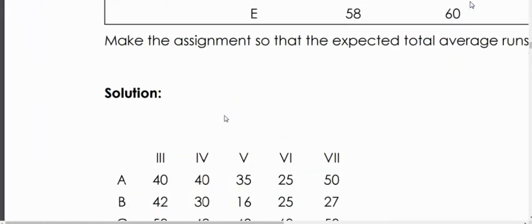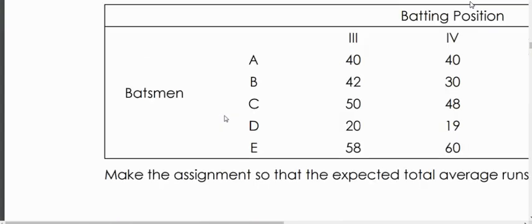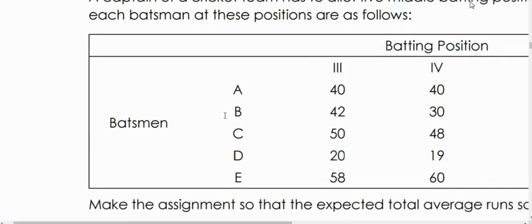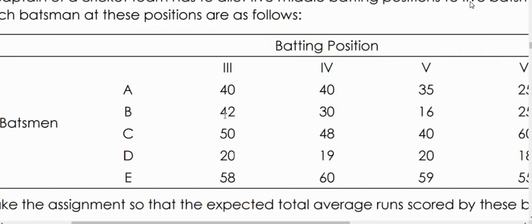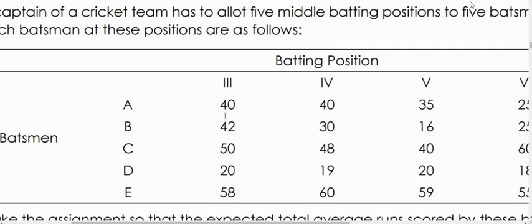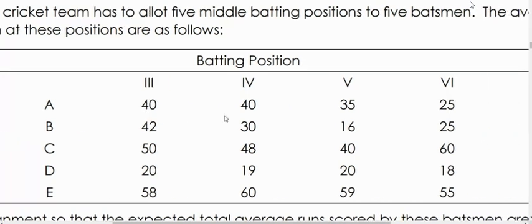So you have to again follow the same steps as I have mentioned. But here in this question, what is being given? 40 runs, 40 runs, 35 runs. These are the average runs the batsmen have made. So when the runs are given, that means maximum things are given. Then you are supposed to convert this matrix into a loss matrix, because this is known as a profit matrix.